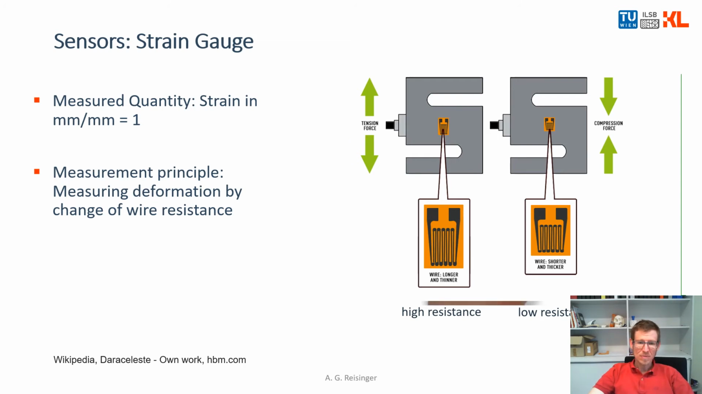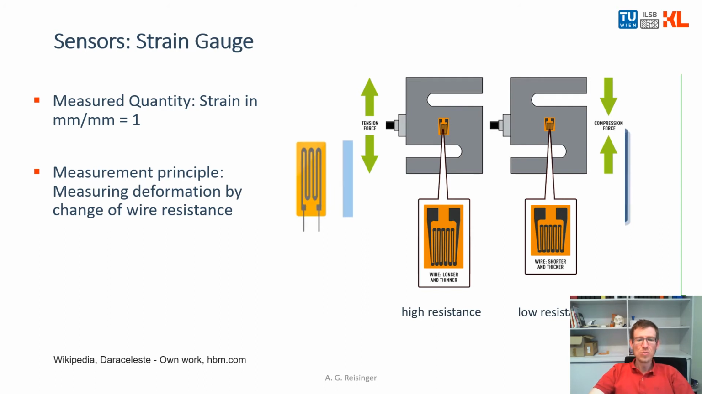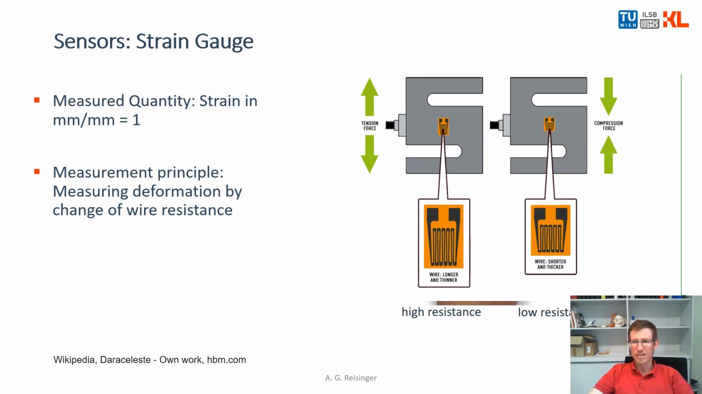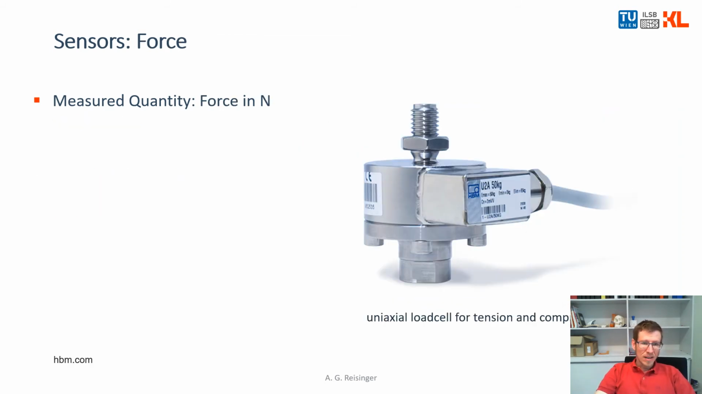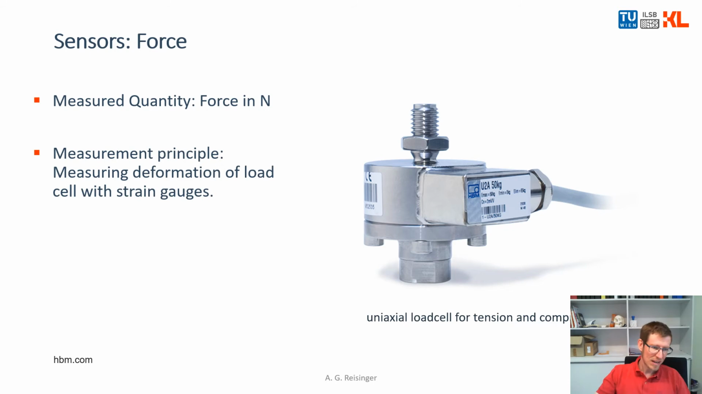So to sum it up, the basic principle is you have some piece, you glue the strain gauge on it. It's a very small device, so 3 by 3 millimeters, for example. And as the surface of this piece is deforming, also the strain gauge is deforming, changing its resistance, and you get the strain of that part exactly at this position. And this is used for those force sensors. So force is actually measured by strain.